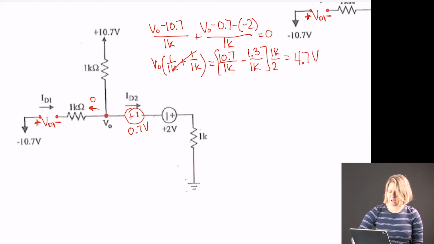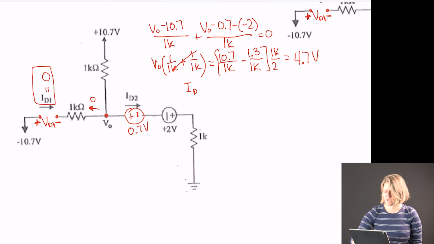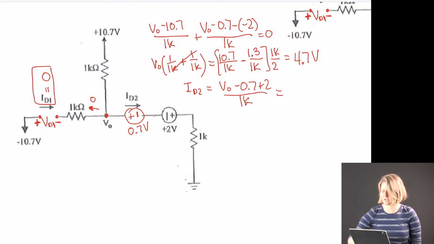And from there I can see this also has got to be 0 because it's open. So ID1 is 0, and then ID2 is going to be (V0 minus 0.7 plus 2) over 1K, and then I plug in the 4.7, and I get 6 milliamps for ID2.